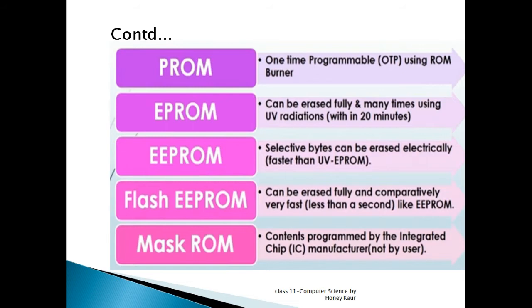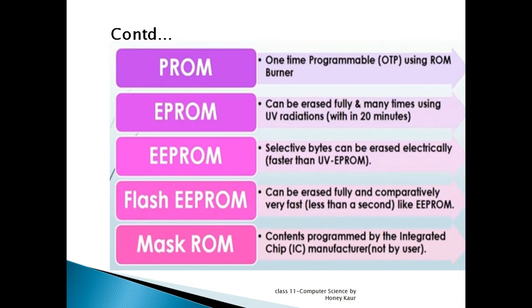The fourth one is flash EEPROM. So flash EEPROM can erase fully. As in EEPROM, electrically erasable ROM, we can delete selective bytes, whereas in flash we can delete everything stored in ROM, very fast as compared to electrically erasable programmable read-only memory.